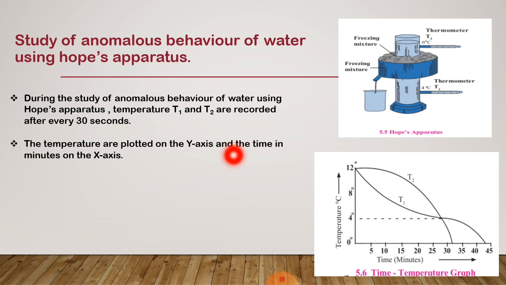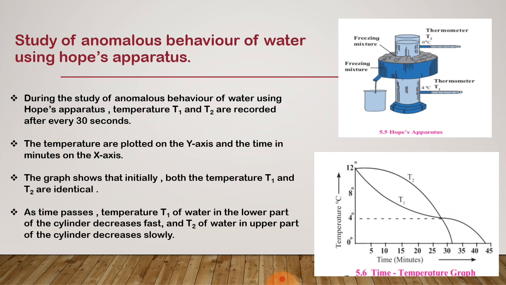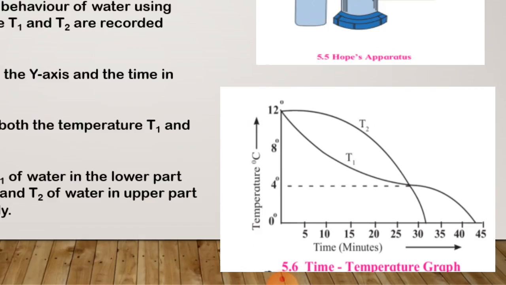Okay, so here what observation do we get? During the study of anomalous behavior of water using Hope's apparatus, temperatures T1 and T2 are recorded after every 30 seconds. So the temperatures are plotted on the y axis, and time is plotted on the x axis. Okay, the graph shows that initially both the temperatures T1 and T2 are identical to each other. Yes, here you can see they are identical to each other.